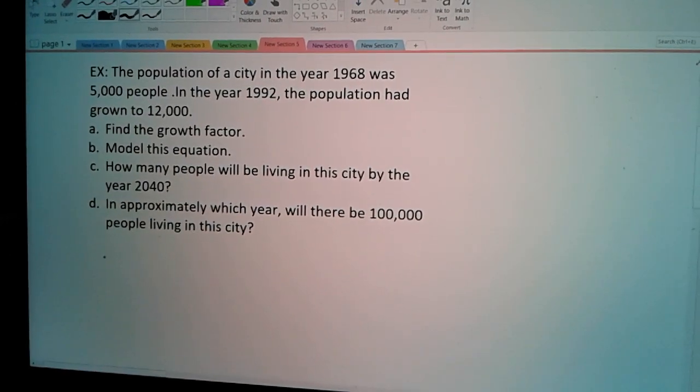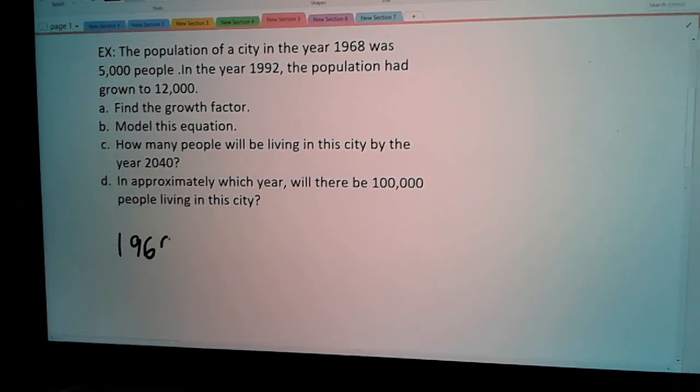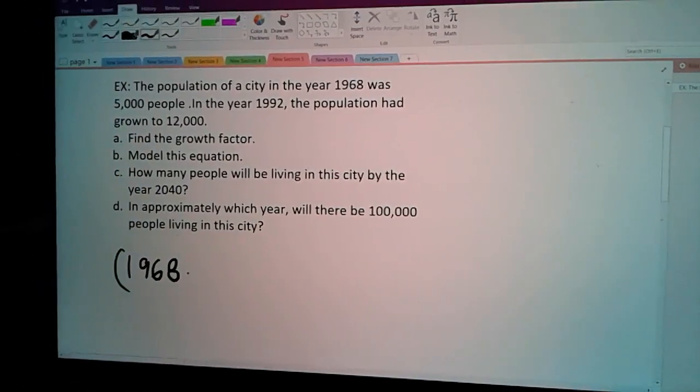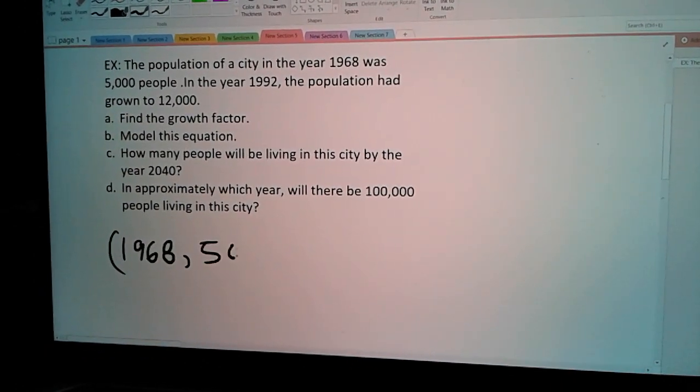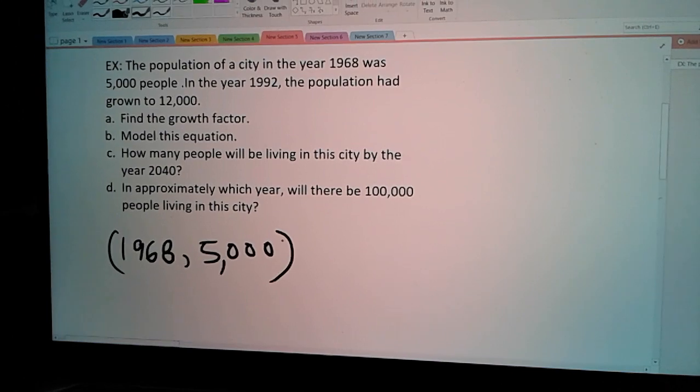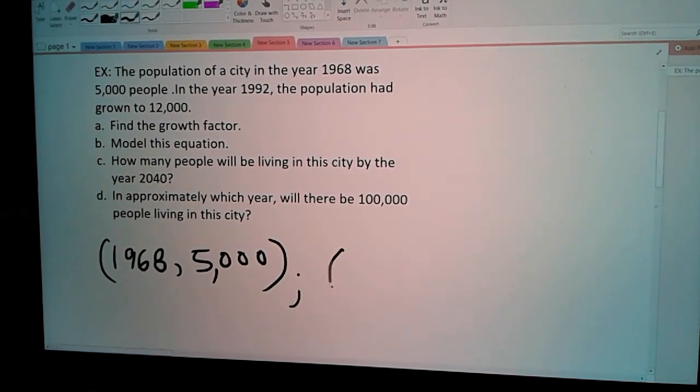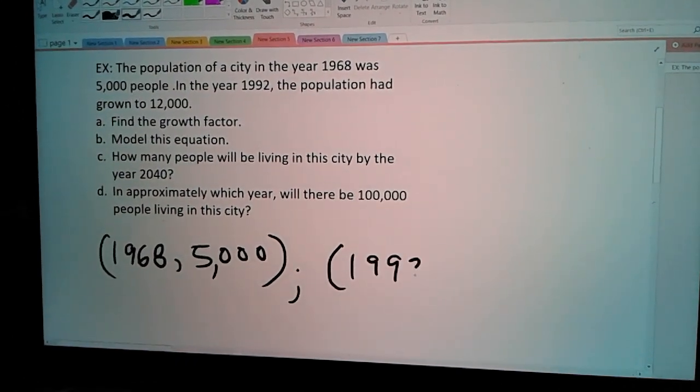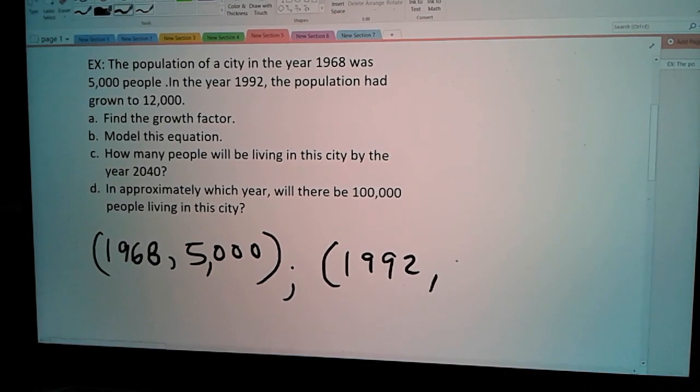Let's look at what we have first. So we have the year 1968. So I have 5,000 people living in there. 5,000 people living in 1968. And in 1992, how many people did I have? 12,000 people, right?